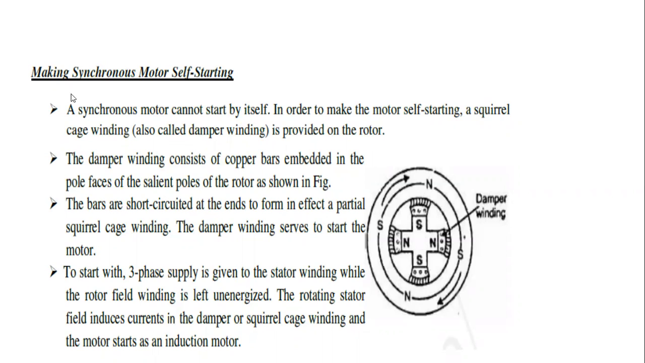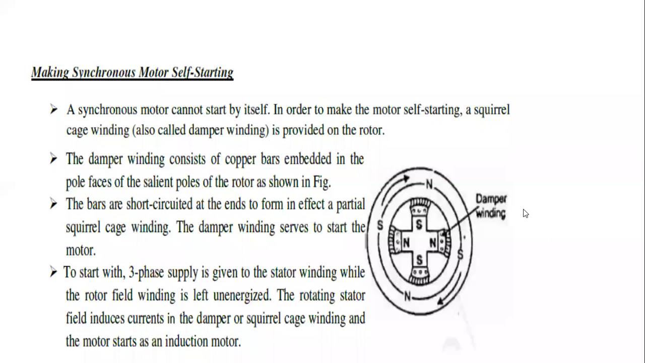What is the procedure for making the synchronous motor self-starting? How is the synchronous motor converted into a self-starting motor? A synchronous motor cannot start by itself. It is not self-starting. In order to make the motor self-starting, a squirrel cage winding is provided on the rotor. That is called the damper winding.